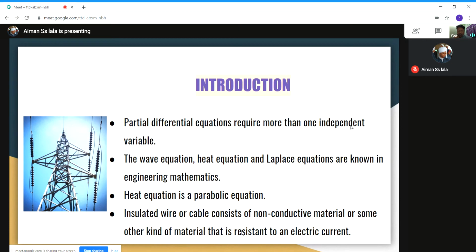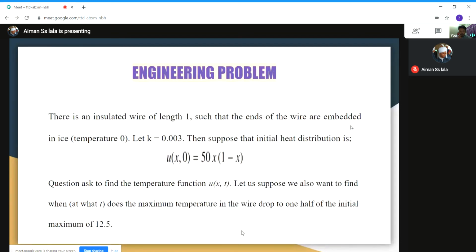So the heat equation is a parabolic equation. Since this engineering problem is related to an insulated wire, an insulated wire is a cable consisting of non-conductive material. That means the heat from the wire can't easily move out. So next, we will go to the engineering problem.